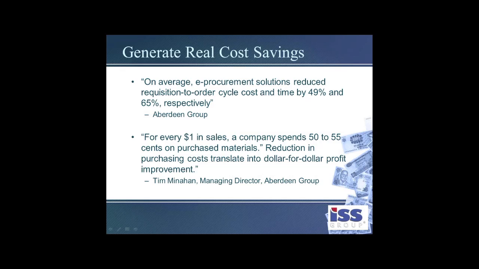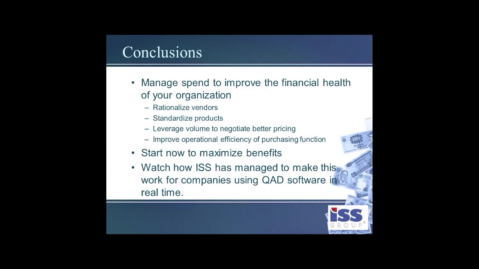The key here is more than anything else. For every $1 in sales, a company spends 50 to 55 cents on purchased materials. And the key is for every dollar that you reduce purchasing costs goes directly to the bottom line in a dollar-for-dollar profit improvement. Next slide.